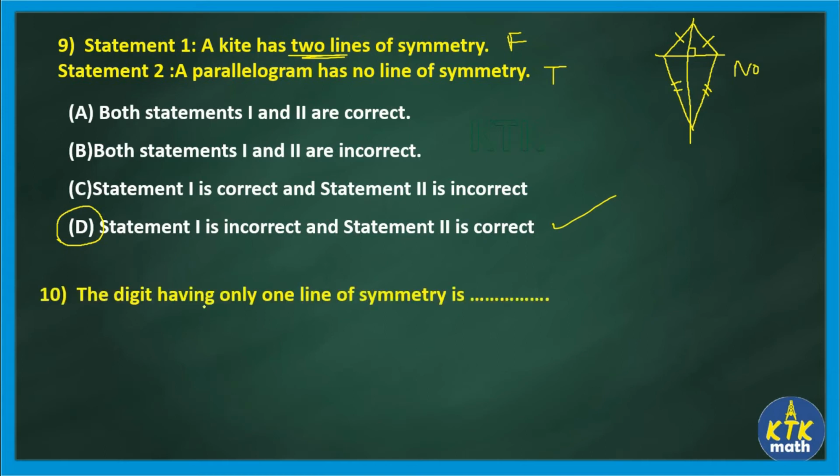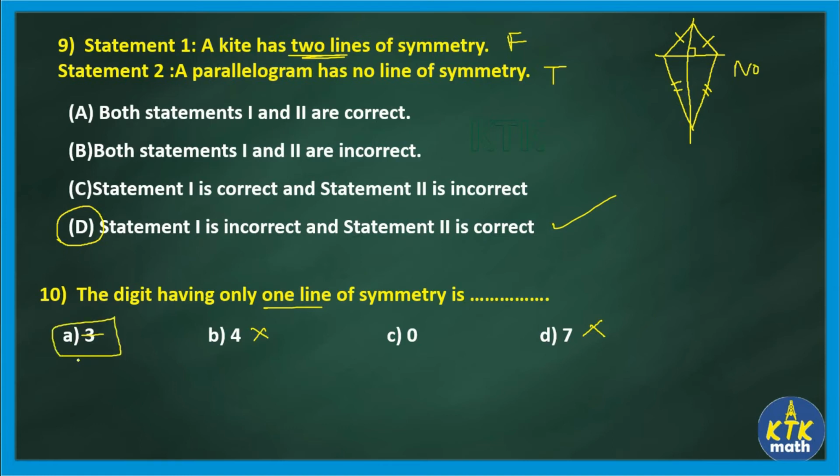The digit having only one line of symmetry is the digit having only one. So they are going to give numeral digits now, 3407. 4 does not have any lines of symmetry, 0 will have vertical and horizontal, 7 does not have any lines of symmetry, and the digit having only one line of symmetry is 3. When you are drawing the line of symmetry for 3, it's going to be horizontal, which has only one. So your answer is A. 10th question answer is A.